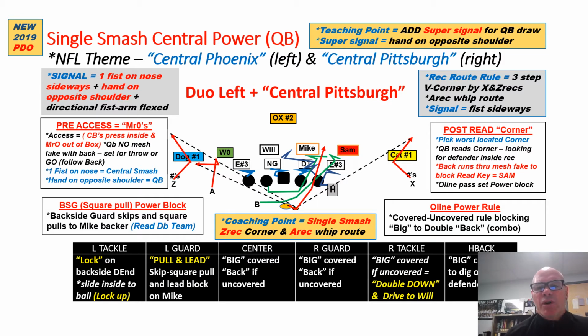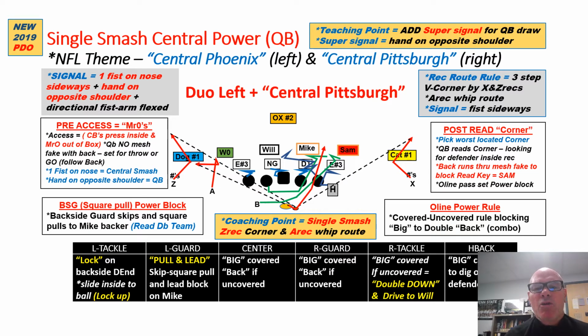The Z and the X will run three-step quick corner routes, and the A will run a whip route. The second thing we'll do with the signal, no verbal here, is take our opposite arm and put it on our opposite shoulder. It doesn't matter which one, but that tells us a super call to the back and the quarterback, meaning the back will lead block through the hole and the quarterback becomes the ball carrier. So we simply go signal, fist sideways single, super, no verbals here, and then the quarterback is going to use his central Pittsburgh, same as before.